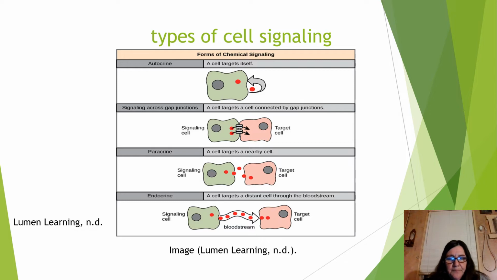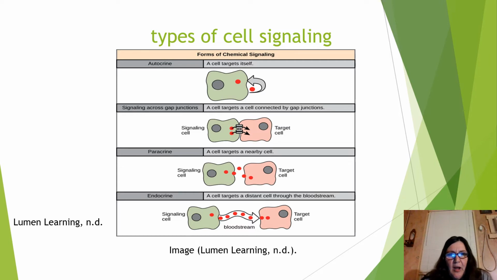The fourth one here is endocrine. Endocrine is where hormones, which are signaling molecules, are released into the bloodstream. They're picked up by target cells somewhere in the body. This is a long distance type of cell signaling.